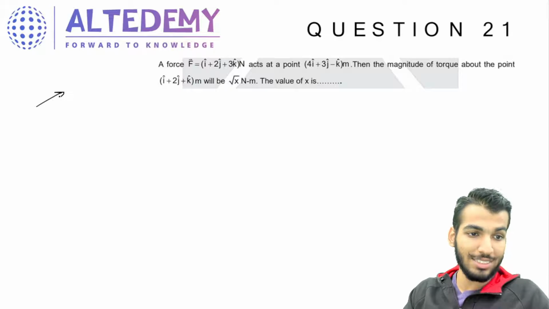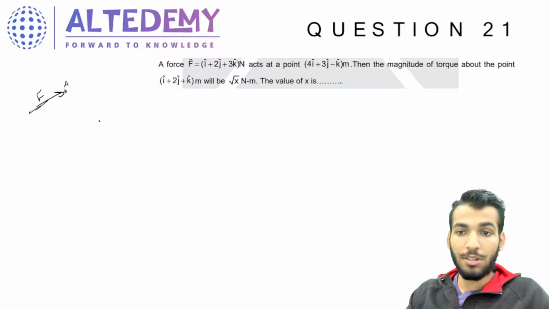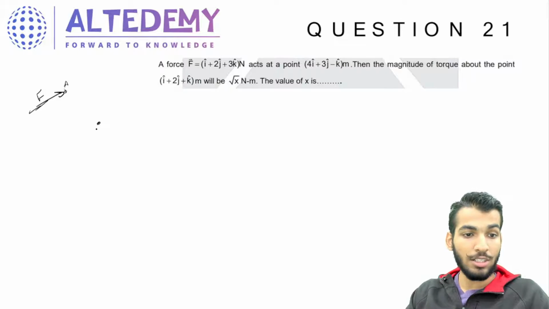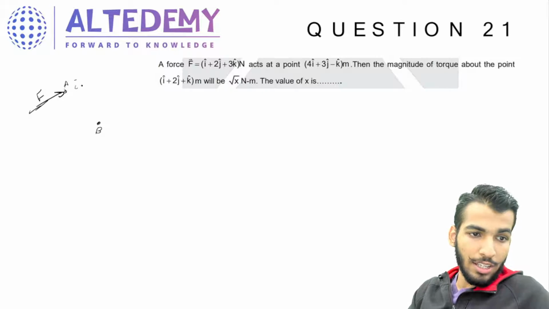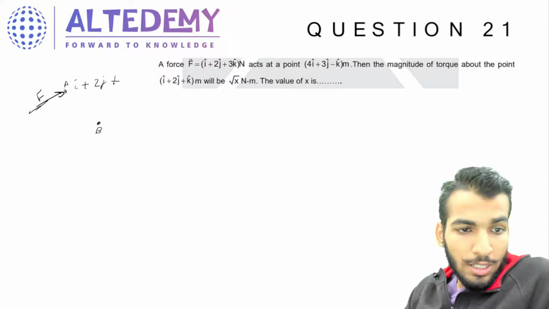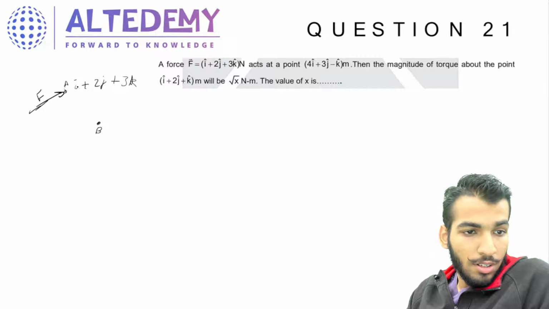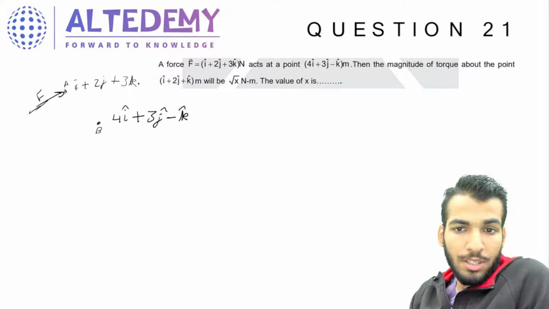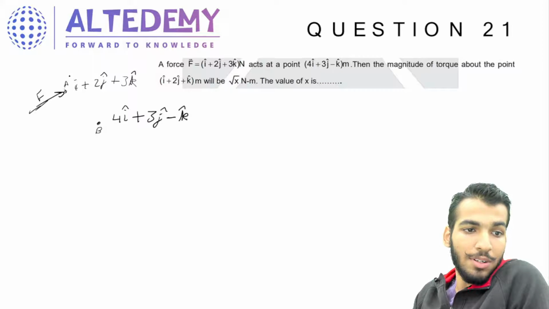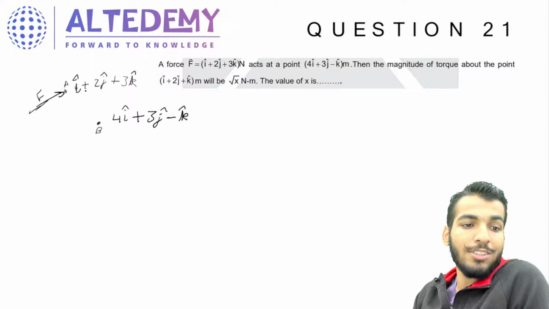Let me just visualize it. This is the force, and it is acting on a point A. They are asking about the magnitude of torque on a point B. This is B, this is I plus 2j plus 3k, and this shall be 4I plus 3j minus k cap. Don't forget to put the cap, or as I would like to call it, the crown on a vector.